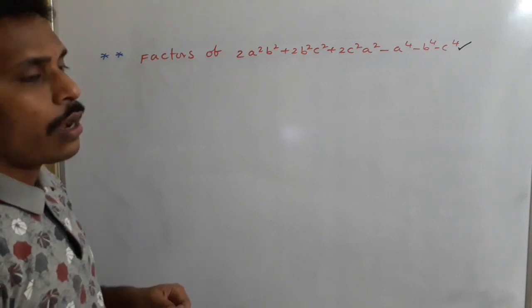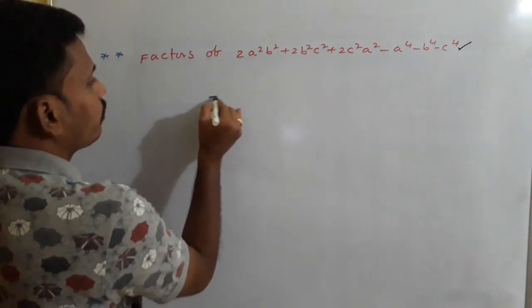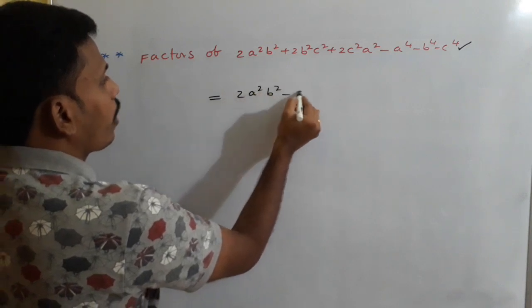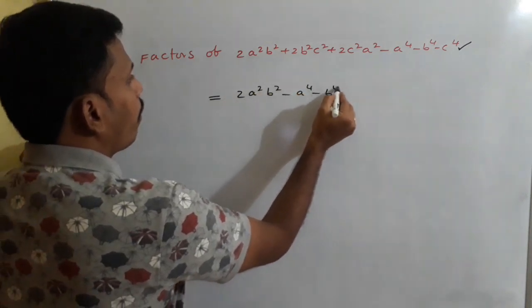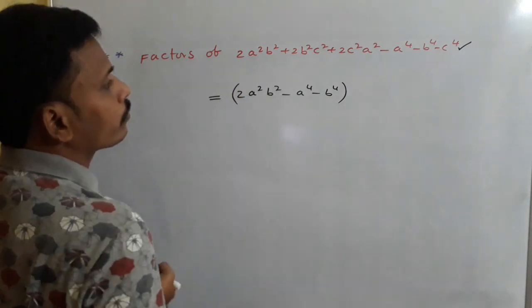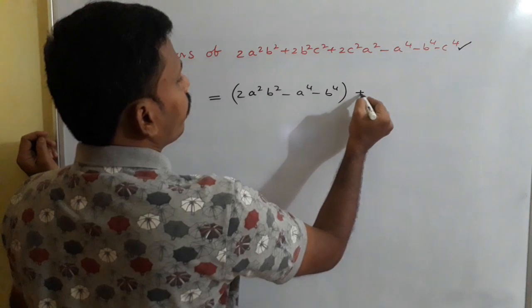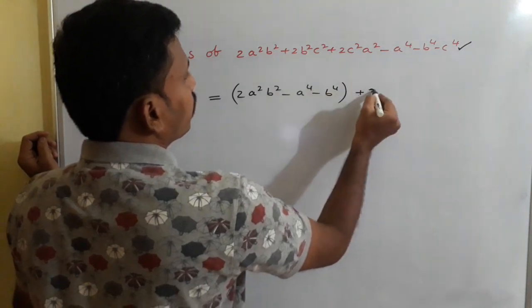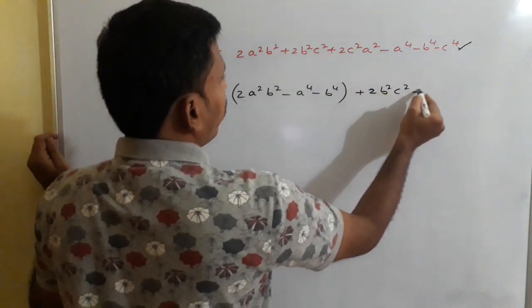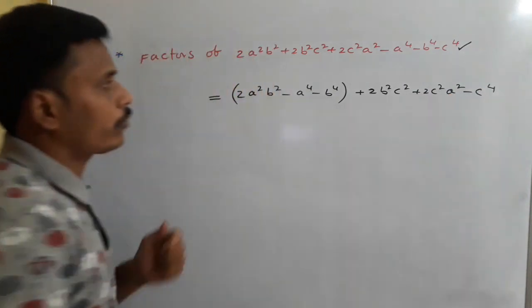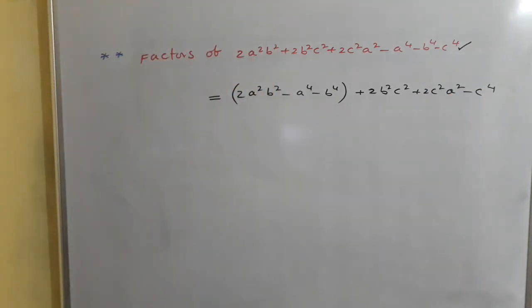Or otherwise, you just collect first of all the a, b terms: 2a square b square minus a power 4 minus b power 4. And then we are left with what? The other three: 2b square c square plus 2c square a square minus c power 4.